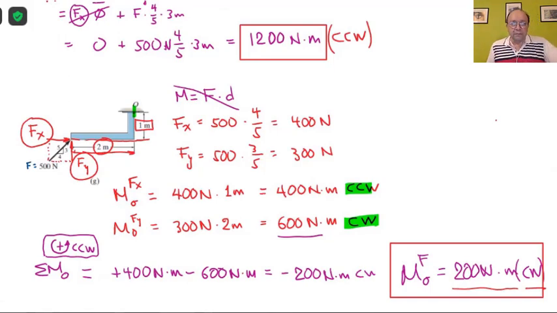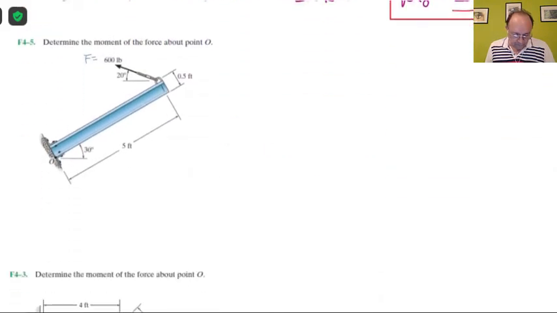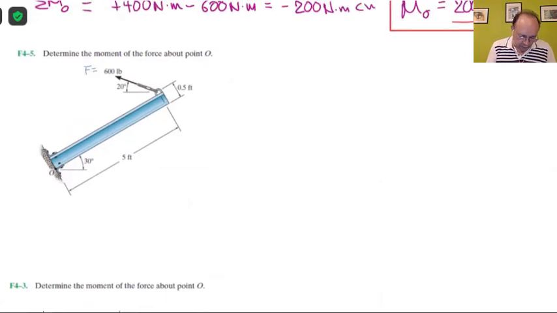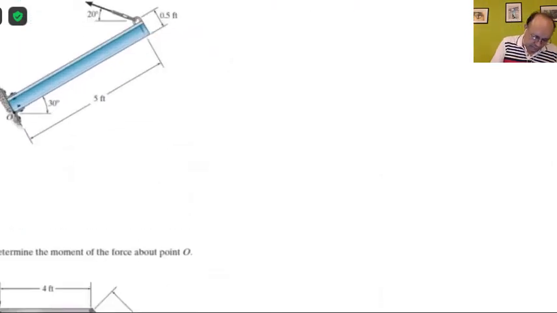All right. Next problem. Let's go for this one. In this problem, we have to determine again the moment of the force with respect to point O. Let's make it a little larger here.